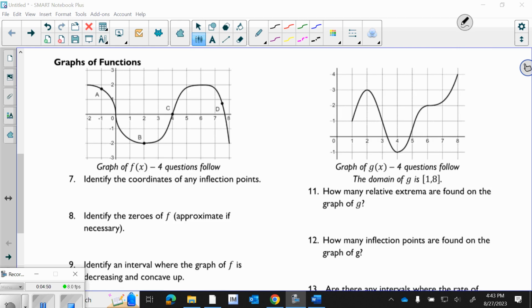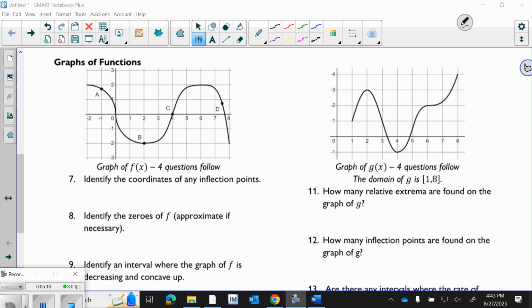Number 7, 8, and 9, we're going to be referring to the graph that is above. I'm sorry, and 10 down there at the bottom. So in this graph, some of the points are marked with letters, and some of them we can clearly see because they cross at obvious points on the graph. Some of them we may have to use approximations. In number 7, they want us to identify the coordinates of any inflection points.